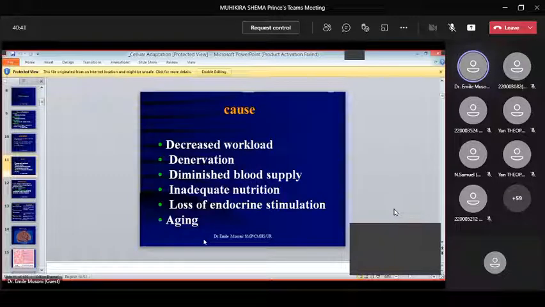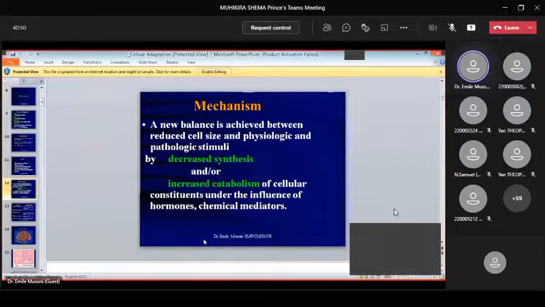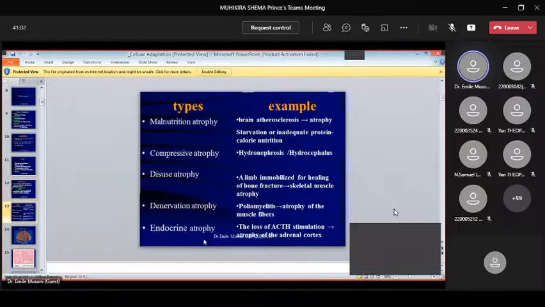If you compare the muscle of your grandfather and grandmother, it is not the same. So, in summary, it is a decrease of cell substance, which can be hormonal or due to mechanical mediators. Types of atrophy: malnutrition atrophy, brain atherosclerosis. Atherosclerosis is deposit of fat inside the blood vessels. This can occur in starvation or inadequate protein calorie nutrition.